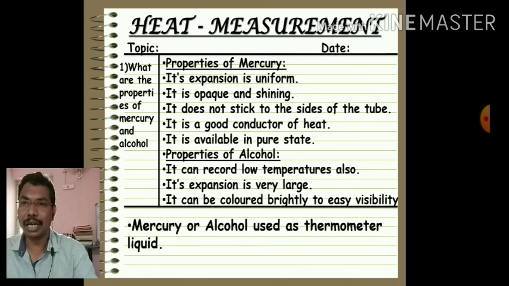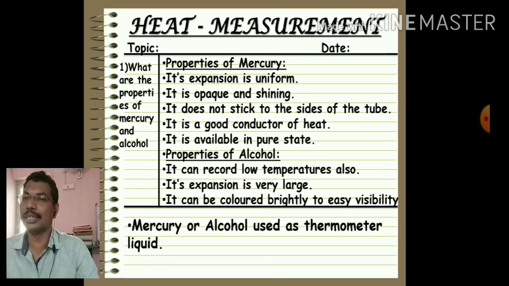So why are they used? We have the properties of mercury. Mercury's expansion is uniform, meaning it never goes in steps or jerks; it is uniform, it goes on steadily. It is opaque and shining, so we can easily find out where the mercury's highest point is. It does not stick to the sides of the tube, and it is a good conductor of heat. It is available in pure state. These are the advantages associated with mercury.